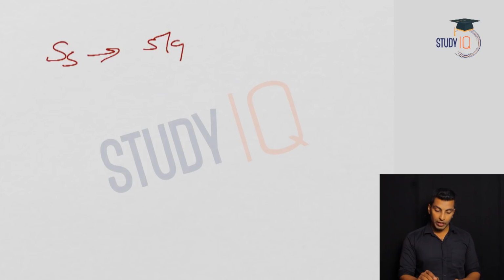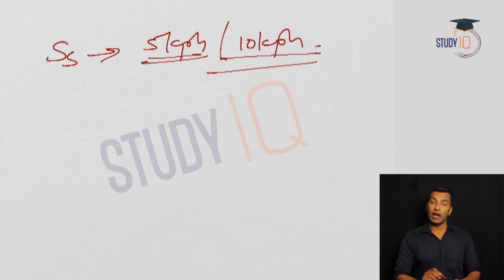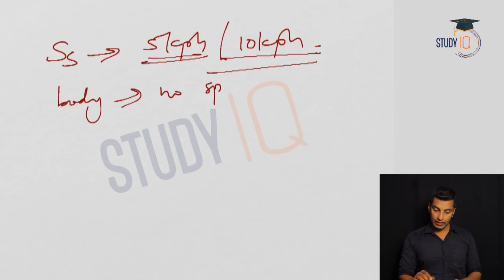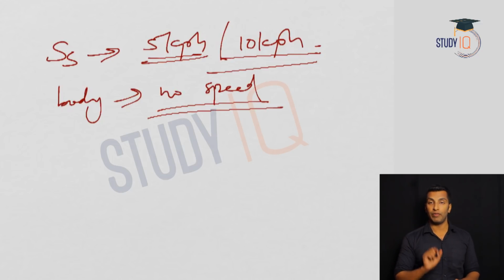Now rather than boat, they will tell you a stationary body. So there is a stationary body which is floating in a river. Stationary body means that doesn't have any speed. Now I'll give you the speed of the river, so speed of the stream will be given. It's like 5 kilometer per hour or 10 kilometer per hour or whatever it is. A stationary body means no speed obviously.